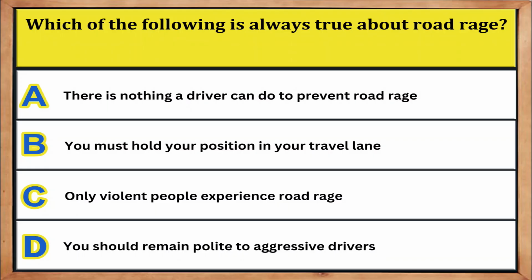The next question is, which of the following is always true about road rage? A. There is nothing a driver can do to prevent road rage. B. You must hold your position in your travel lane. C. Only violent people experience road rage. D. You should remain polite to aggressive drivers.